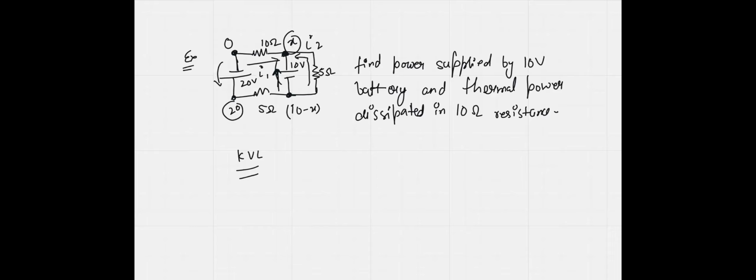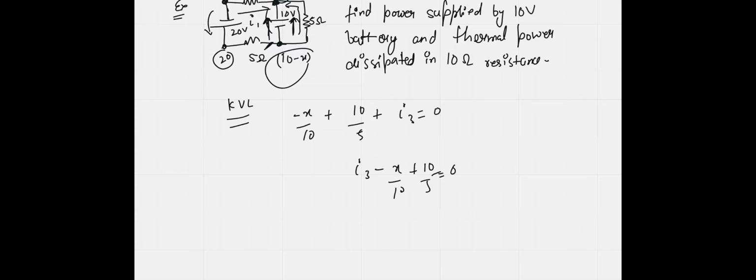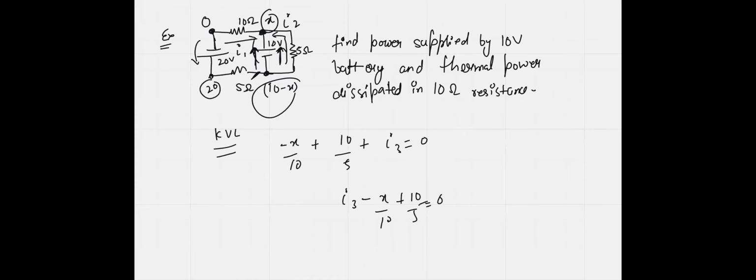So what I can simply do is minus x by 10 plus this minus this, right? So 10 minus x minus 10, that comes out as 10 by 5, plus the rest, whatever I am left with, that is going to be the current in this circuit, the last. So let's call this I3 equals 0. So what I have got is minus x by 10 plus 10 by 5 equals 0. This is one thing I have got.